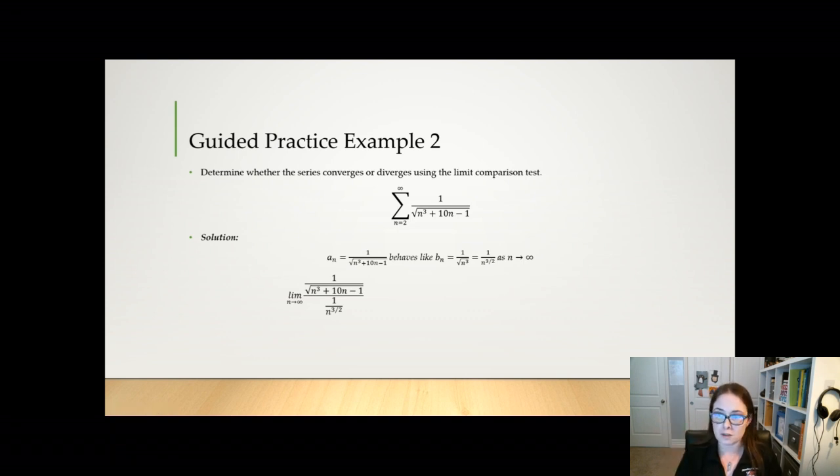So I take the original series over the comparison series, and I'm going to simplify this a little bit. So I'm dividing fractions. So that's the same thing as multiplying by the reciprocal of that bottom fraction. And so I get n to the 3 halves on top. And actually, I just turned that half into a root so they can both be in the root. So there's a lot of simplification going on there. You might want to pause it and just take a look at that for a second before continuing.